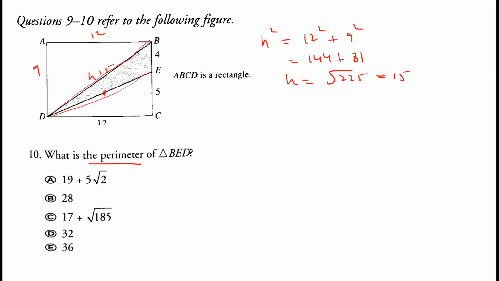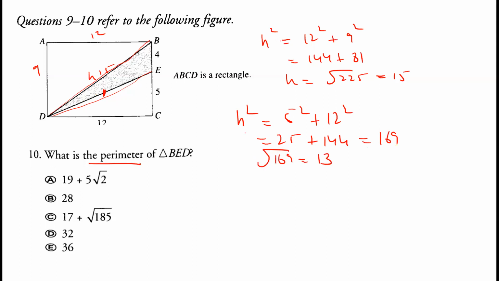What will this length be? This is again your hypotenuse. So H square would be 5 square plus 12 square. So 25 plus 144 is 169. So under root 169 is 13. So this side is 13. So the perimeter would be what? Perimeter of BED would be 15 plus 13 plus 4.